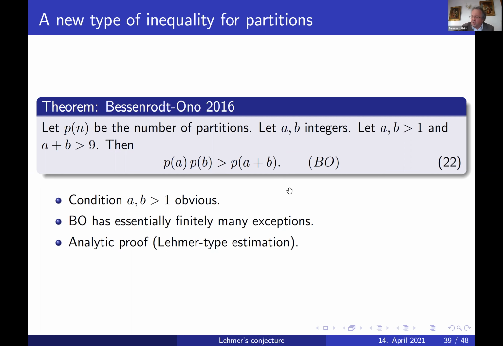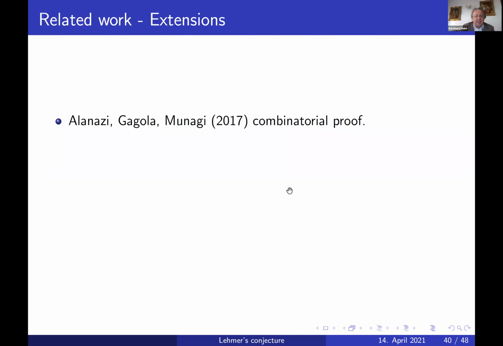And they came up with an analytic proof by some Lehmer type thing. Of course, there's Rademacher, but there had also been some Lehmer type first and second term estimations with the circle method. And then Alanzi, Gagola, and Monaki, who is here today, came up with a very nice combinatorial proof. I don't know if it really was expected, but it's possible.